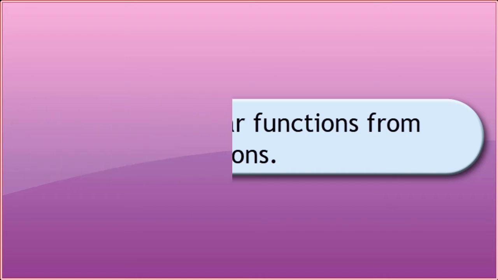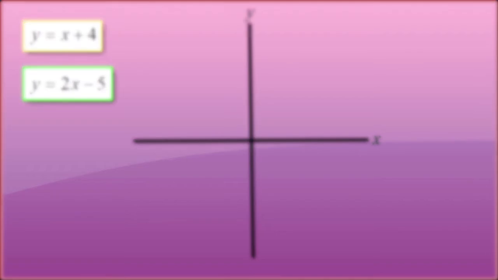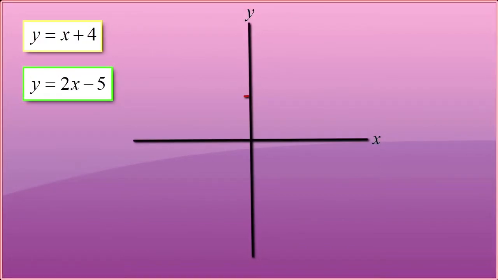For example, compare the two equations y equals x plus 4 and y equals 2x minus 5. Let's start out by drawing x and y axes. Pause here to try the example on your own. The first line intersects the y-axis at y equals 4. The second line does so at y equals minus 5.